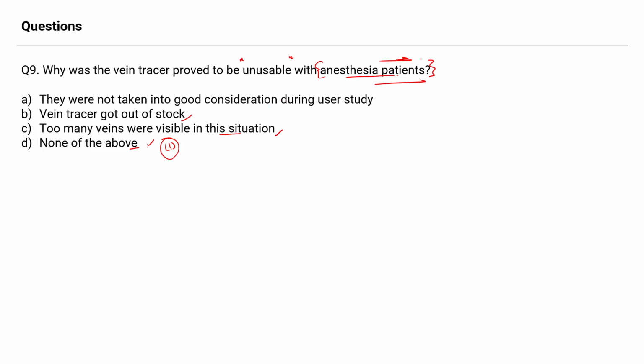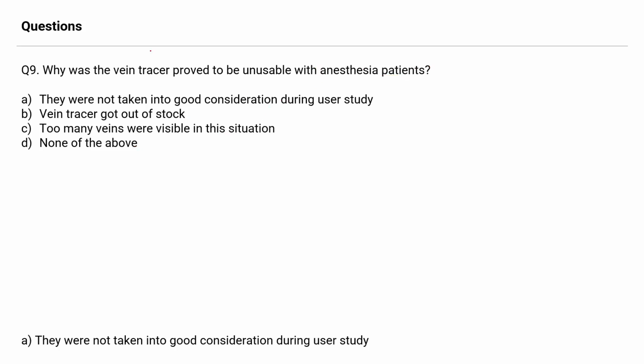Okay, so let me tell you the correct answer. The correct answer is option A, which is they were not taken into good consideration during the study. So if you remember, the study was primarily started with the blood banks. It started with the blood banks, and the prime area of concern was people getting pricked multiple times, and those were their main area of focus and main users.